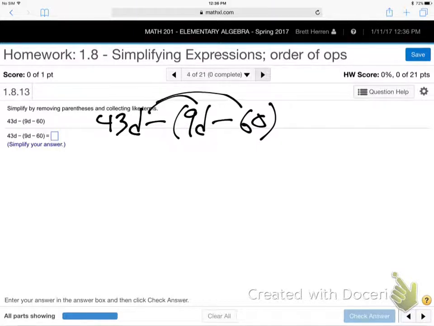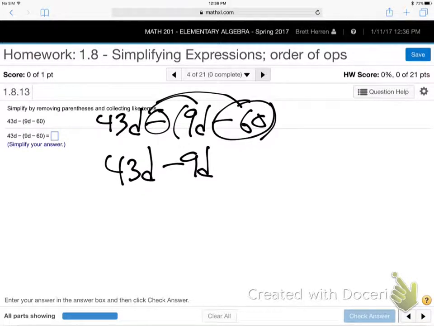So that minus is going to go boom, boom. It's going to go in. The minus will hit the 9D and just be minus 9D. No more wall, no more parentheses. The wall came down, the water went in. And then the minus also hits the minus 60. Minus with minus? Plus. Again, no more wall. The walls came down.